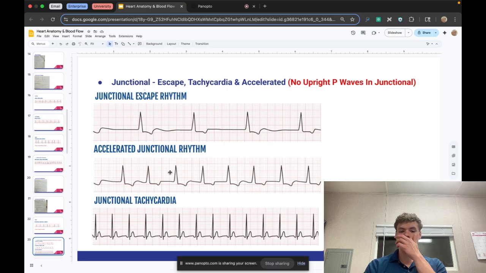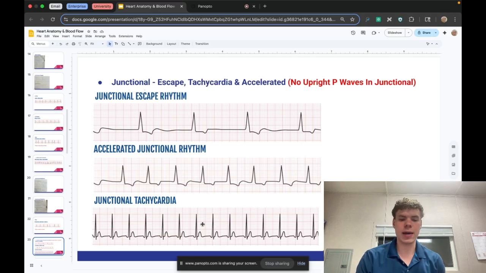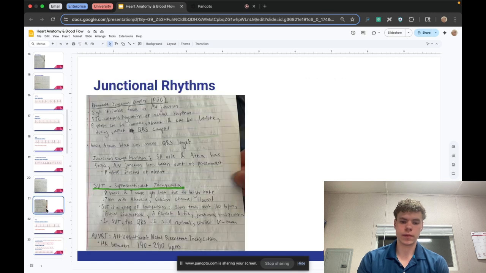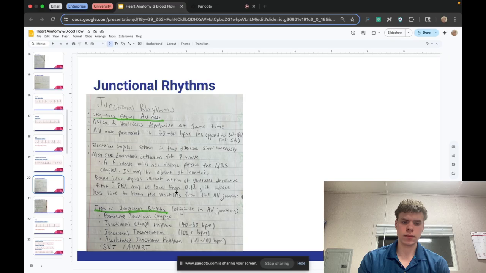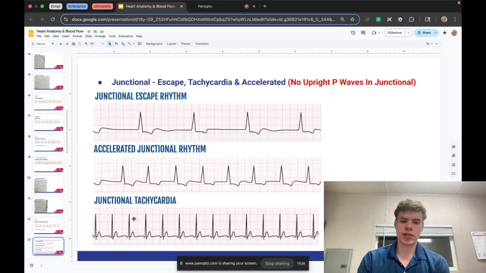So this is accelerated junctional rhythm, and this is junctional tachycardia. Junctional tachycardia is a junctional rhythm, but above 100 beats per minute, right? You can see here, you have a QRS and you have upright T waves but no P waves, right? Junctional tachycardia.